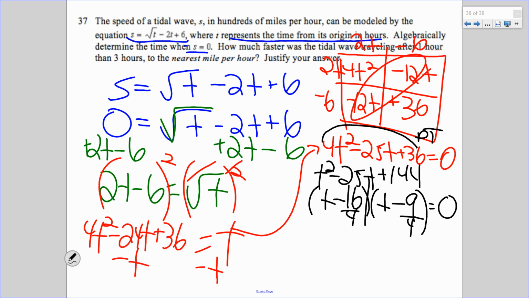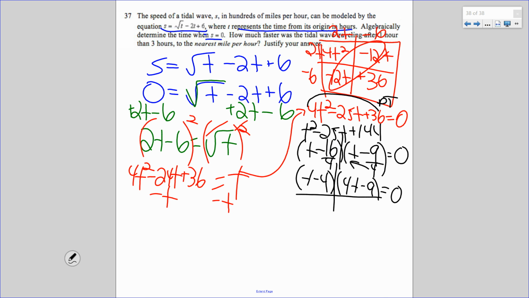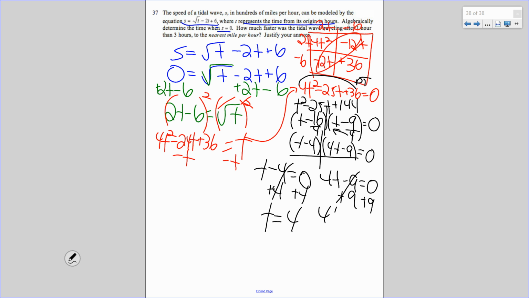Before I set each factor equal to 0, now I pay the toll. Divide by 4. If it divides nicely, divide them. If not, then the denominator comes in front. Try each factor equal to 0. So I'm going to have t minus 4 equals 0 and 4t minus 9 equals 0. Add 4, t equals 4. 4t equals 9, divide by 4, t equals 2.25.